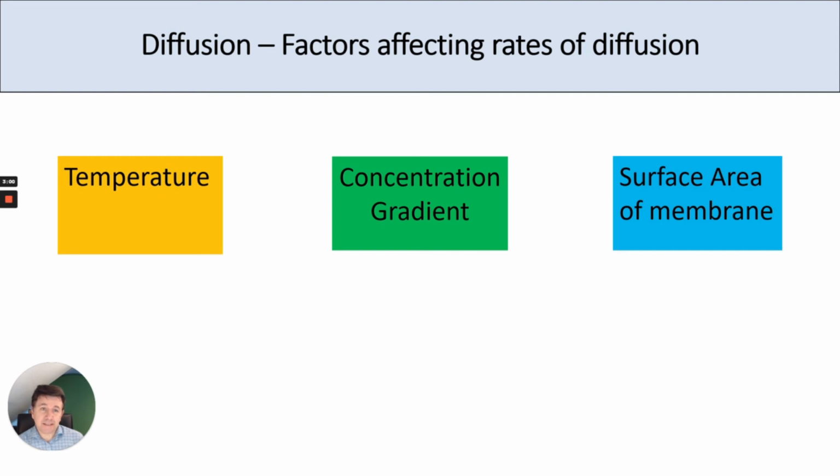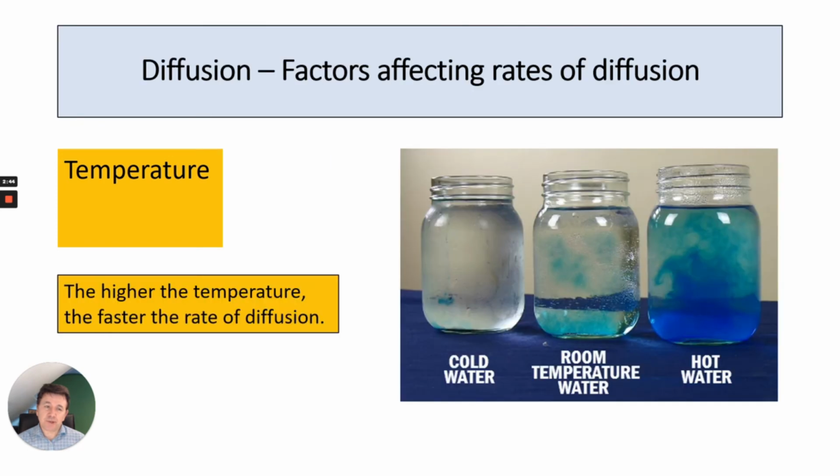Diffusion is affected by different factors, so different factors affect the speed of diffusion. So things like temperature, concentration gradient and surface area of membrane. So this will be quite important when we talk about gas exchange in a bit. So first of all, temperature. So the higher the temperature, the faster the rate of diffusion. So as you can see by this picture, in hot water, this blue ink spreads more quickly from a higher to a lower concentration until an equilibrium is reached.